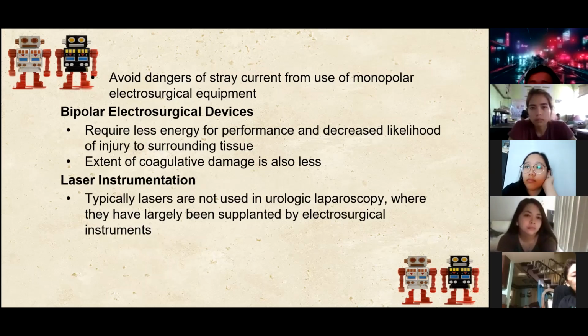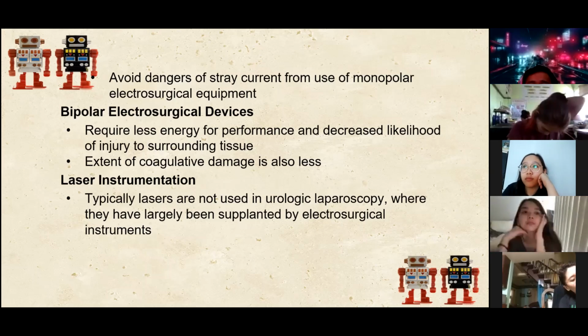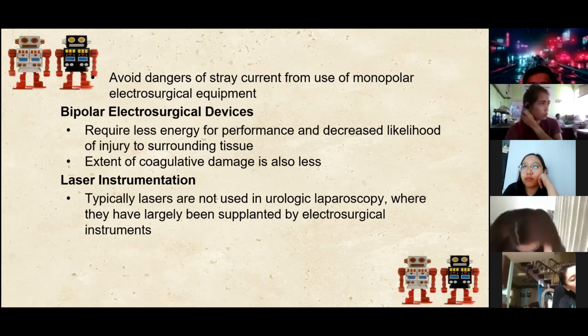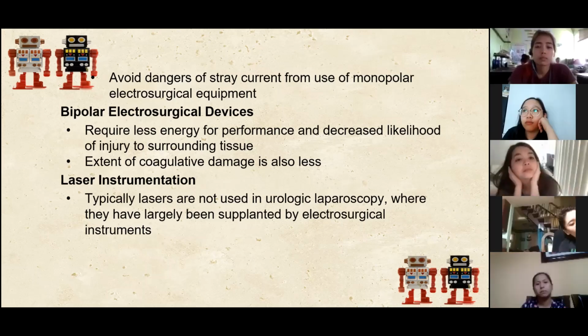Avoid the dangers of stray currents from the use of monopolar electrosurgical equipment. You should use monopolar current with active electrode monitoring because there is ongoing feedback during activation of the current. So any break in insulation of the shaft results in the immediate deactivation of the instrument.